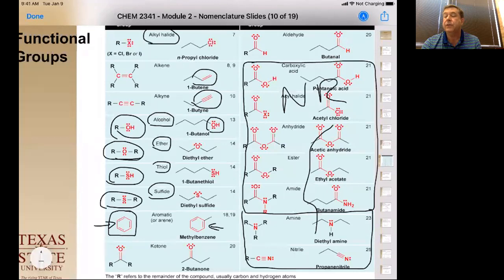And then the next two functional groups involve this C double bond O. That C double bond O is a polar group. It's a polar bond, and it gives lots of functionality to our system.